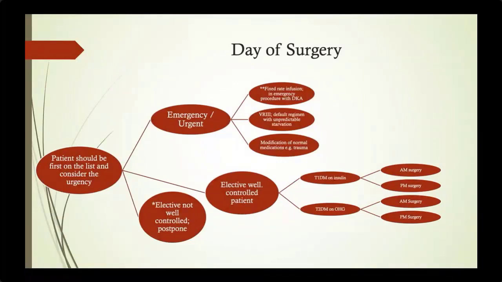If the patient is not in ketoacidosis, he will go straight onto a variable rate infusion. The only situation in an emergency setting where you are able to modify the normal medications is if it is urgent, not emergency, in the sense of a patient who has a fractured neck of femur that can be done next morning, for example. In this case, you can modify the medications and treat him like an elective patient.